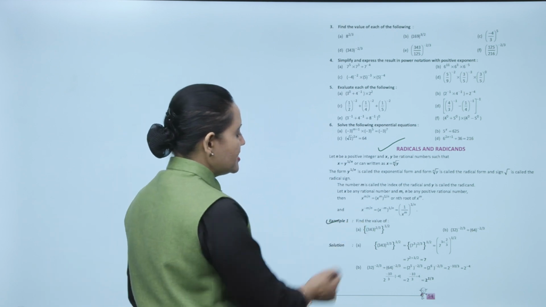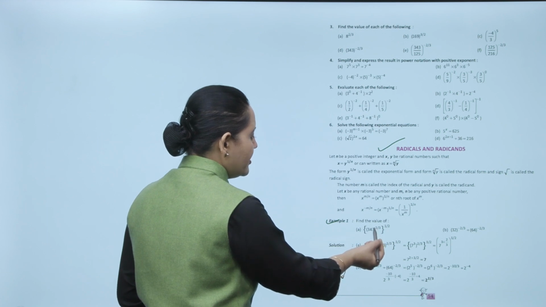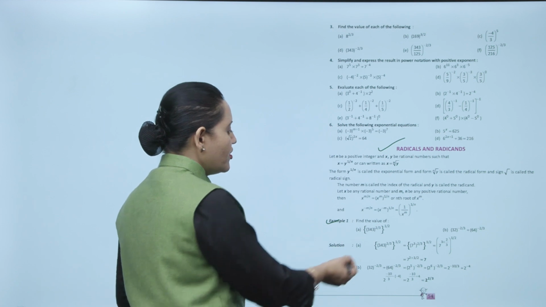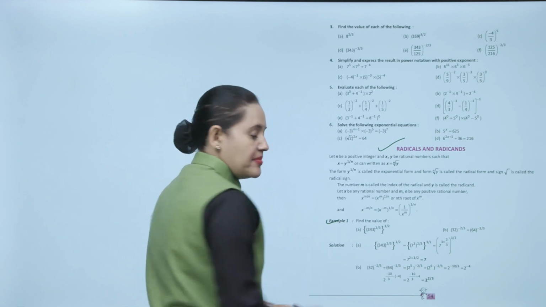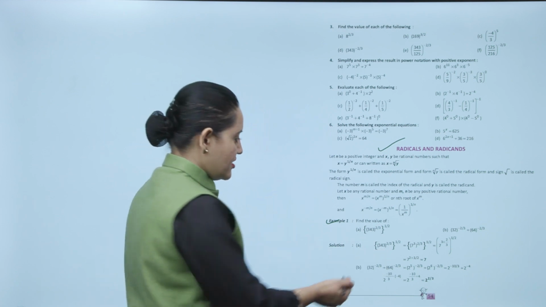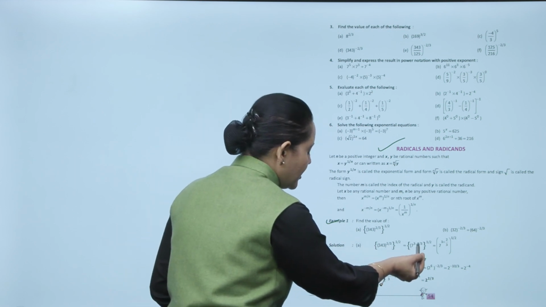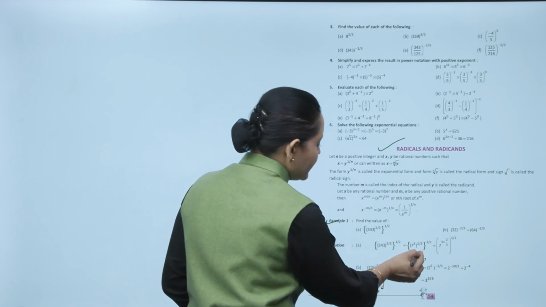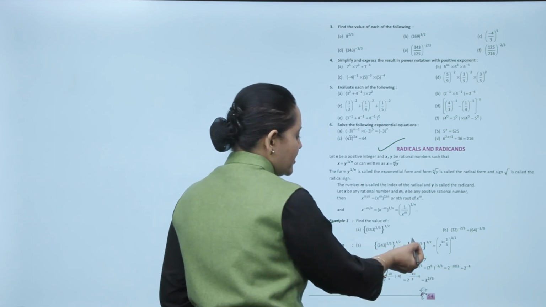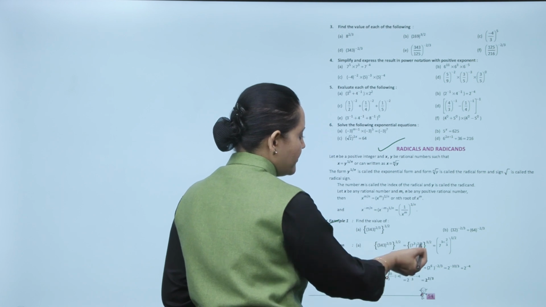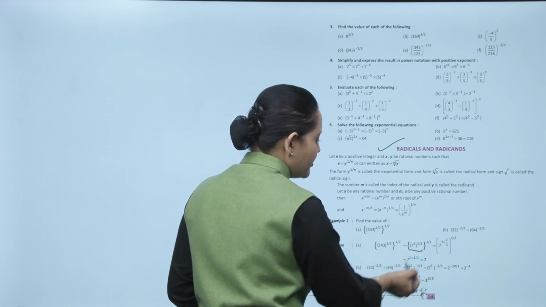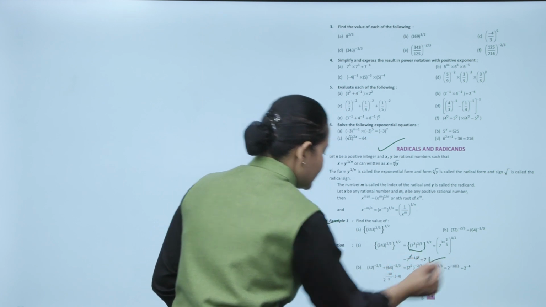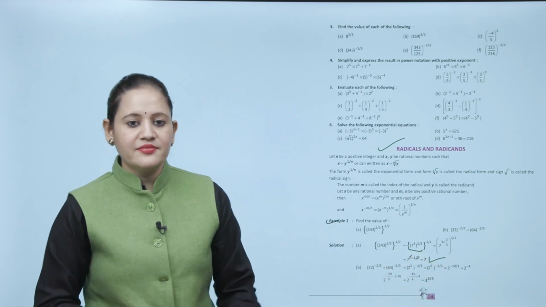Our first question is 343 to the power 2 by 3 and whole power 1 by 2. So 343 can be written as 7 to the power 3. So here we write 7 to the power 3, the power will be 2 by 3 and whole power 1 by 2. Now first we'll solve this. 3 into 2 is 6 upon 3. So this becomes 7 to the power 2 multiplied by 1 by 2. 2 cancels with 2, so we get 7. Clear?